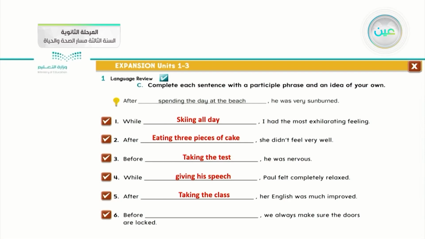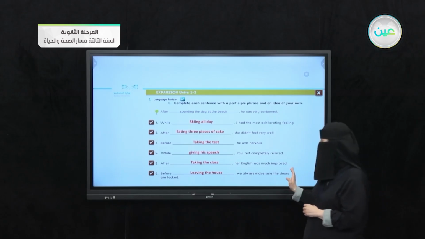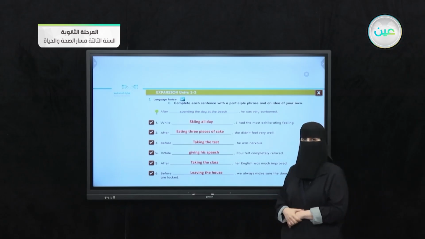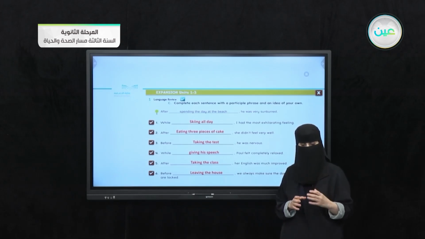And the last point is before space, we always make sure the doors are locked. Before leaving the house, we always make sure that we close the doors, or we make sure the doors are locked. So from these questions, we notice that we should apply our own ideas to reduce the adjective clauses and make noun phrases.